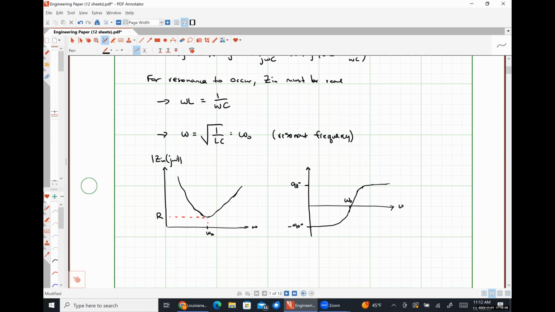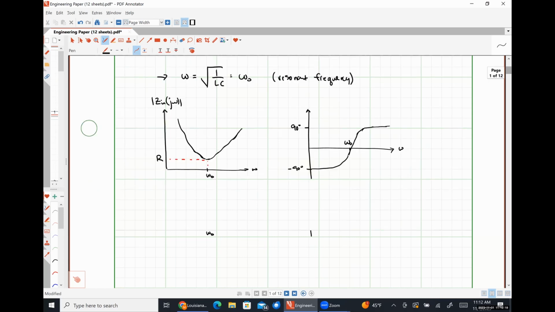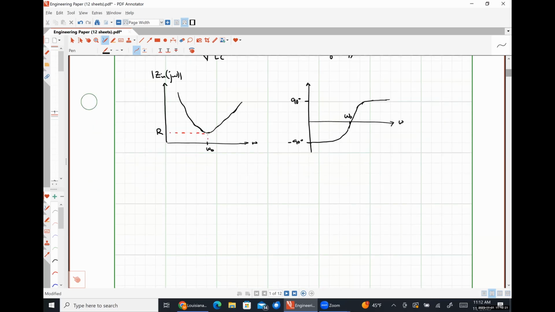Now let's take a look at what's going on in terms of energy storage for a network at resonance specifically. Okay. So, or actually, before we do that, does anybody have any questions about what resonance means? Okay, nobody's asking anything. Yes.